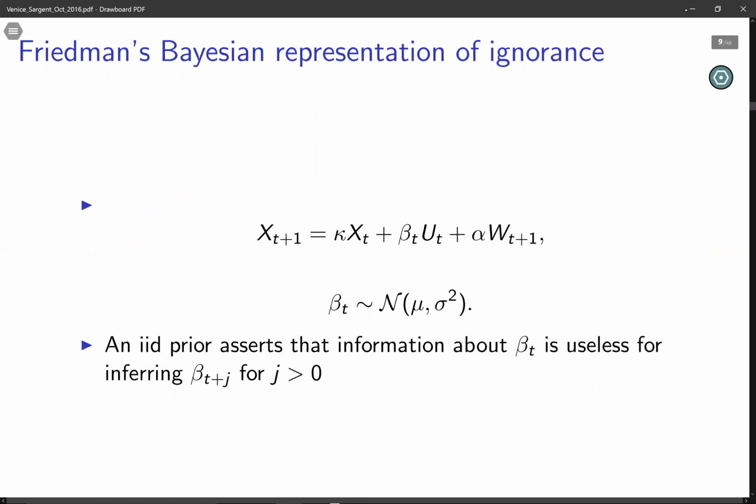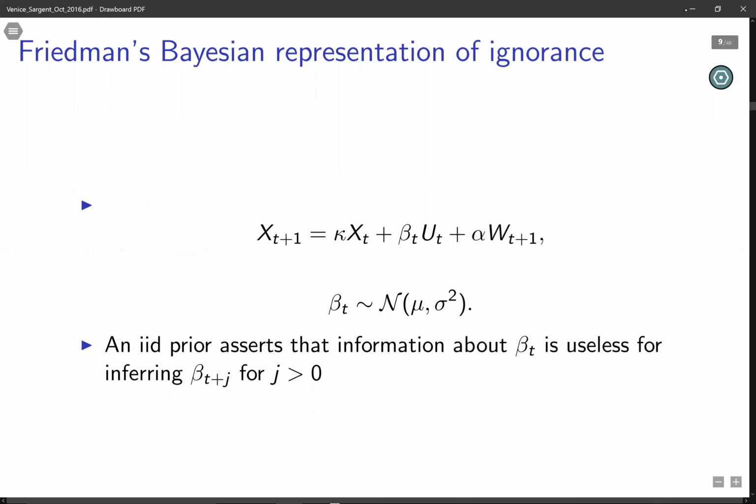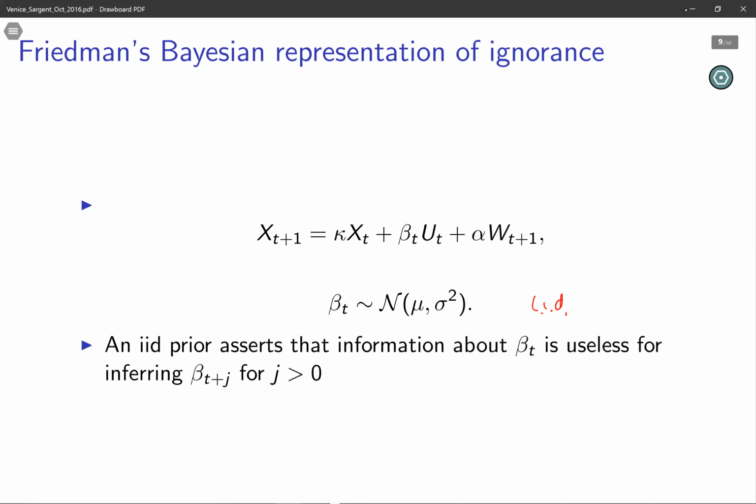We'll just review Friedman. It's a very famous analysis, which is widely cited in macroeconomics as giving the case for doing less, the less you know about parameter values. So what Friedman's going to assume, in our version of Friedman, is that beta_t is normal with mean mu and variance sigma squared, and it's IID over time. And this IID prior assumption, which goes back to De Finetti, asserts that information about beta_t is useless for inferring beta_{t+j}.